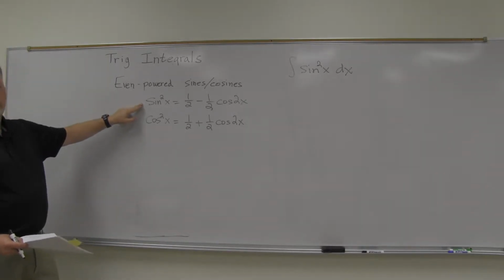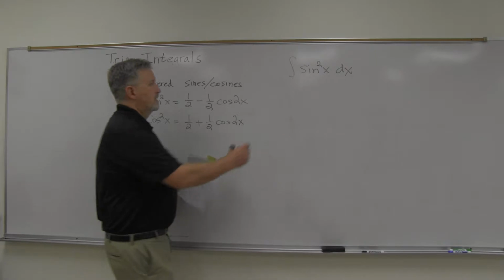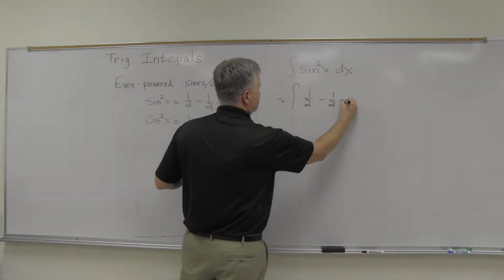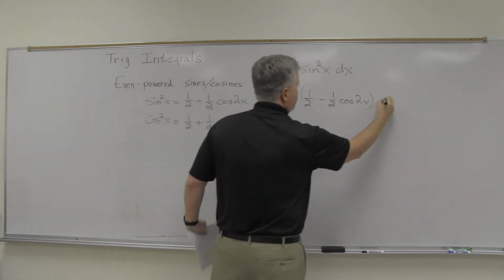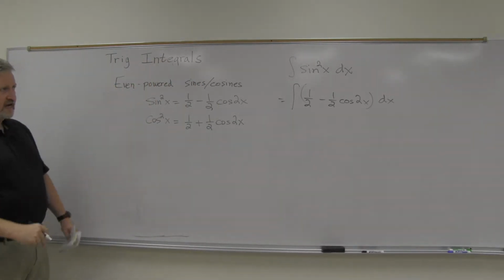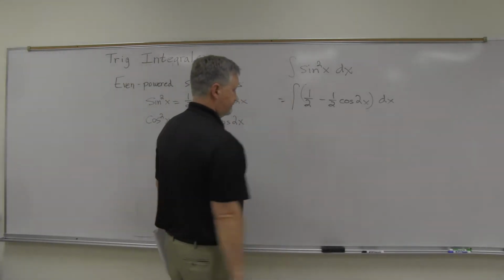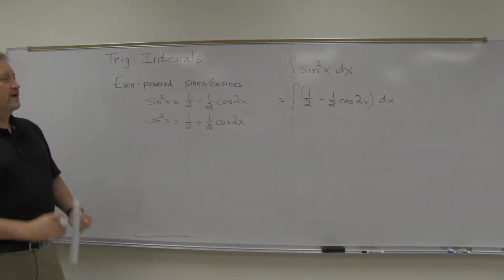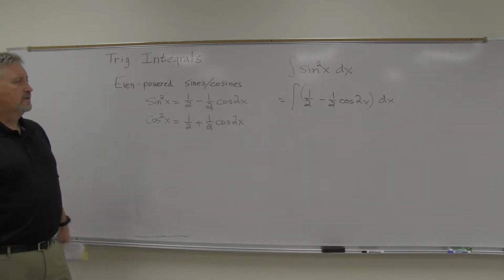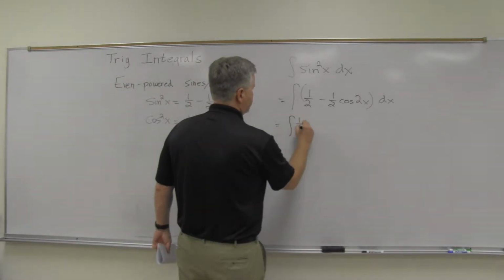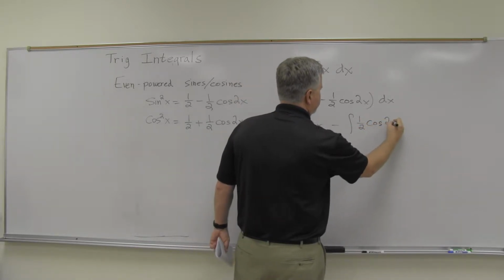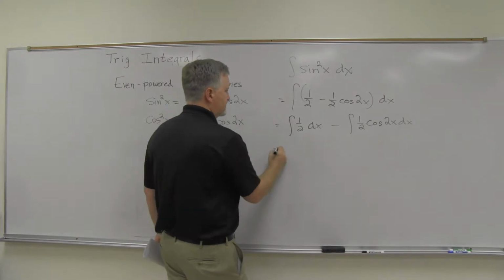Sine squared is 1/2 minus 1/2 cosine of 2x. Because what that eliminates is that power of sine being squared. Now we just have regular cosine, not cosine squared, it's just cosine of 2x. Think of it as two parts. The first part is just 1/2, and we know the antiderivative of that is 1/2 x.